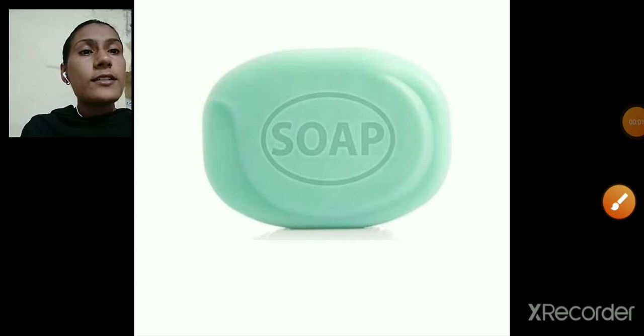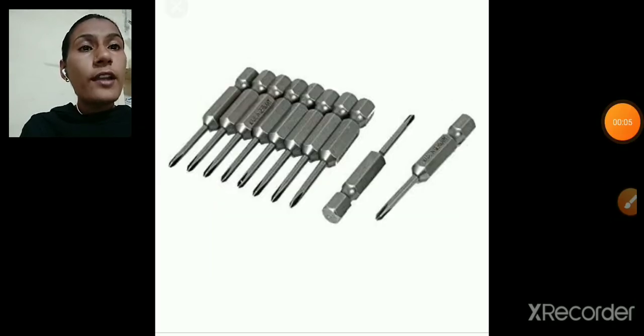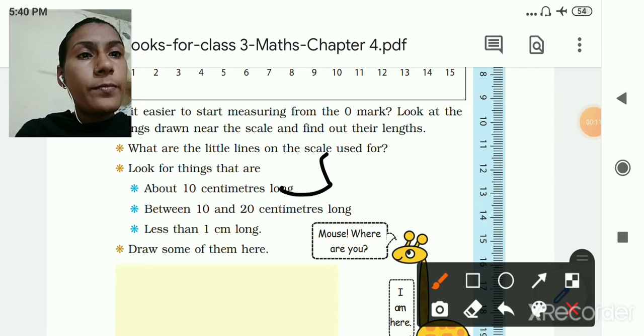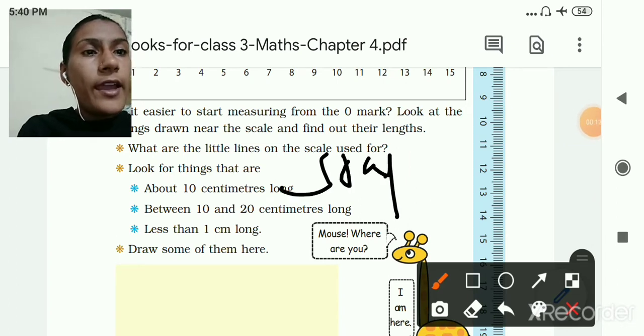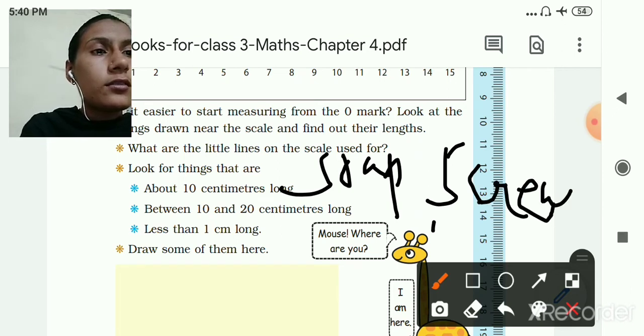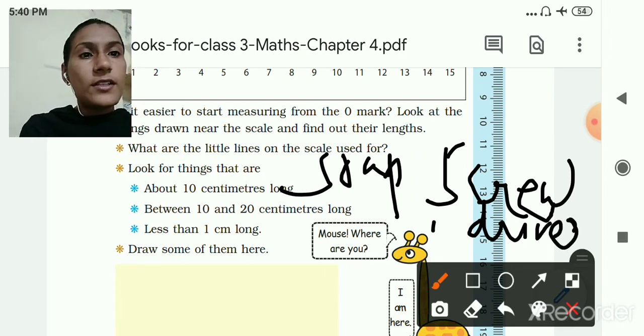So for about 10 centimeters long, which things? Soap is about 10 centimeters long. Then this screwdriver is also about 10 centimeters long. So soap and screwdriver, that is about 10 centimeters long.